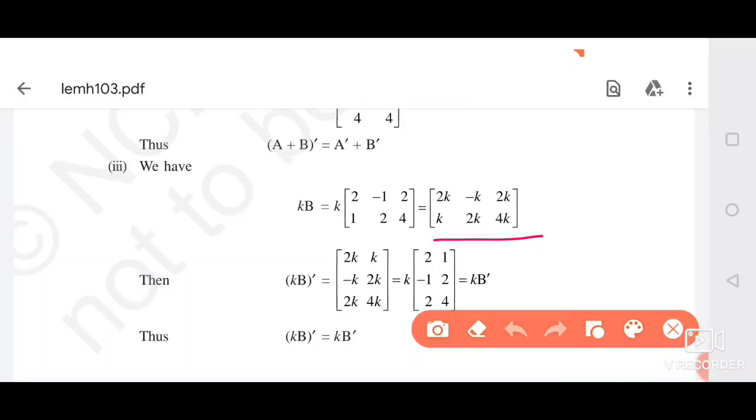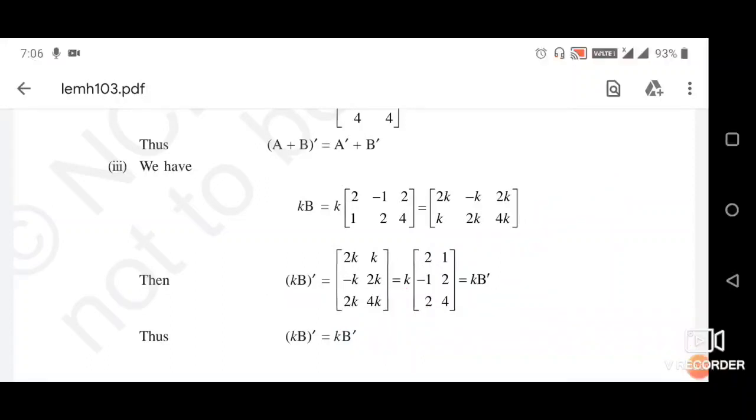Now we have to find the transpose of kB. Here the first row will become the first column and the second row will become the second column. Now we will take k common and take it outside. So here it is k B transpose. So this is example 20.